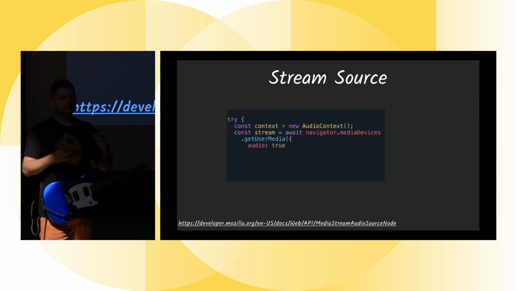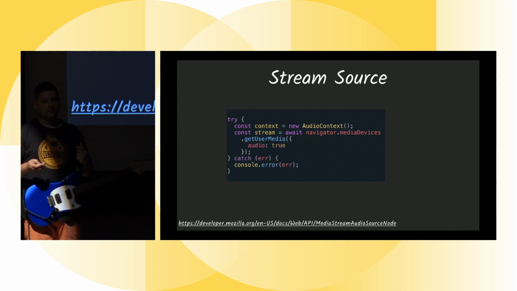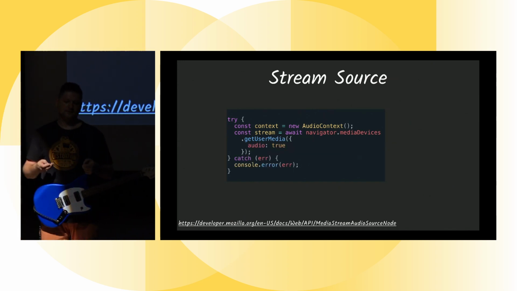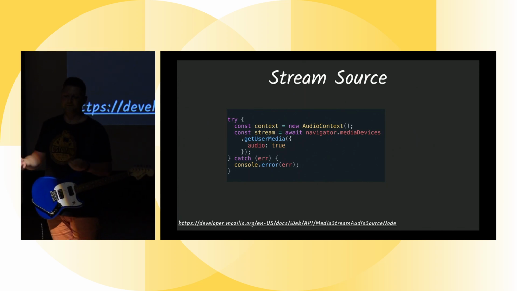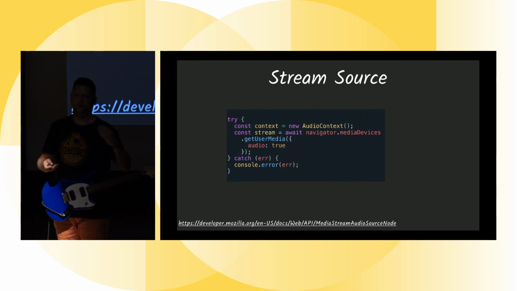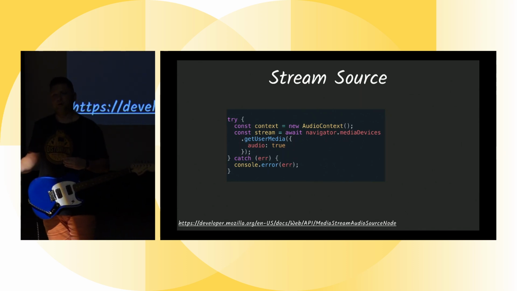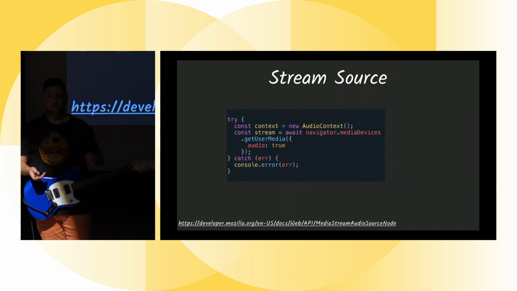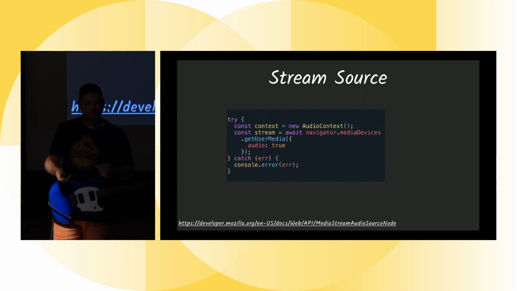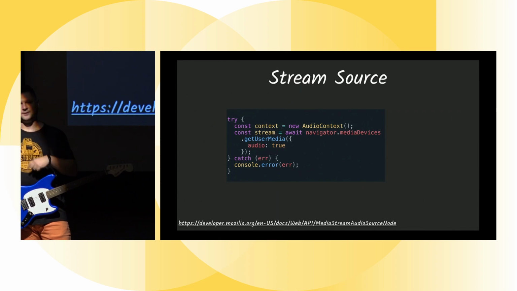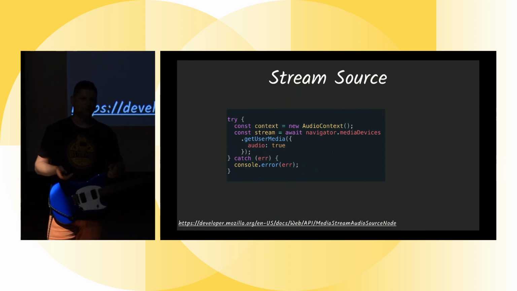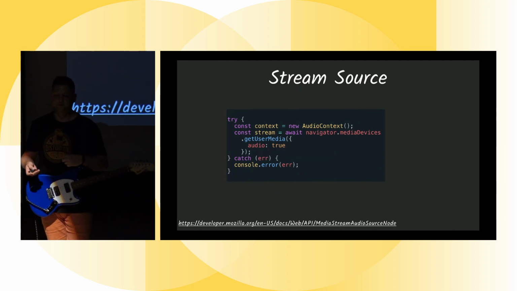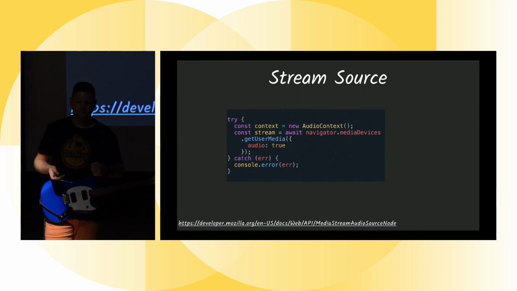After that, we request some stream. We will use navigator.mediaDevices, and we are requesting audio in my case. You can also request video, but I don't need it, that is why I don't show it. And you can catch errors if you don't grant permissions to audio or something went wrong, so it's optional.